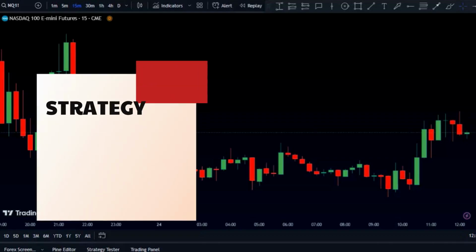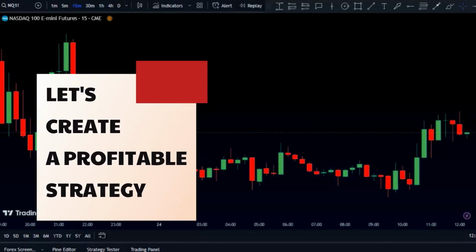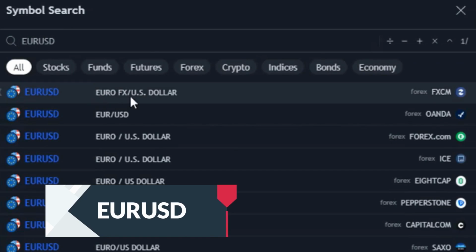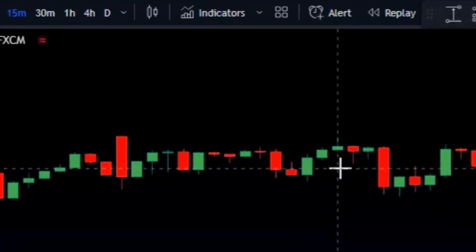Let's get this party started. We're going to set ourselves up for trading success. First things first, pull up the Euro USD chart, then select the 15-minute time frame on the TradingView platform.